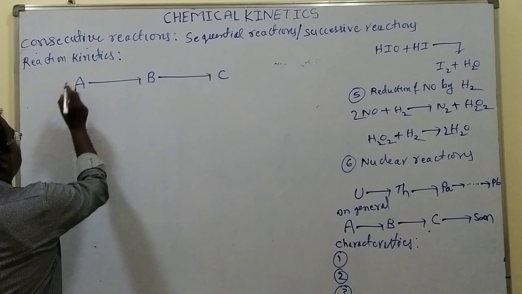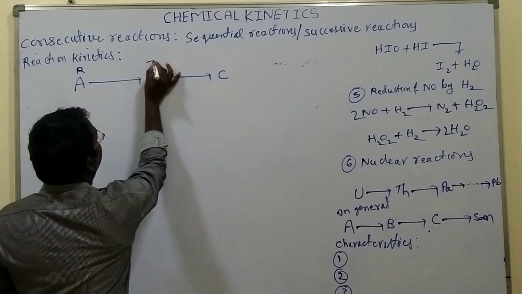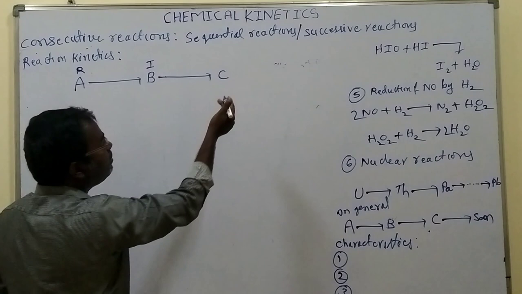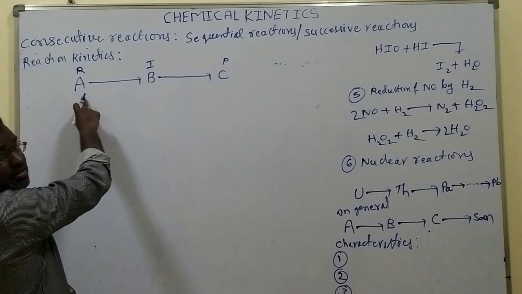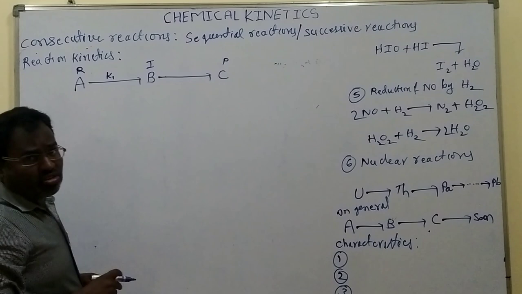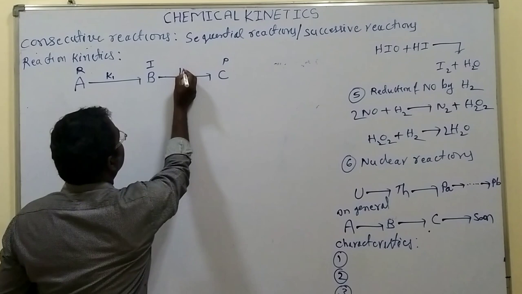Okay, A is the reactant. It is giving the intermediate. Later this intermediate is again converting to the product C. So this is the product C. The transformation of B from A proceeds through the rate constant K1, whereas the transformation of C from B proceeds through the rate constant K2. So it is the K1 and K2.